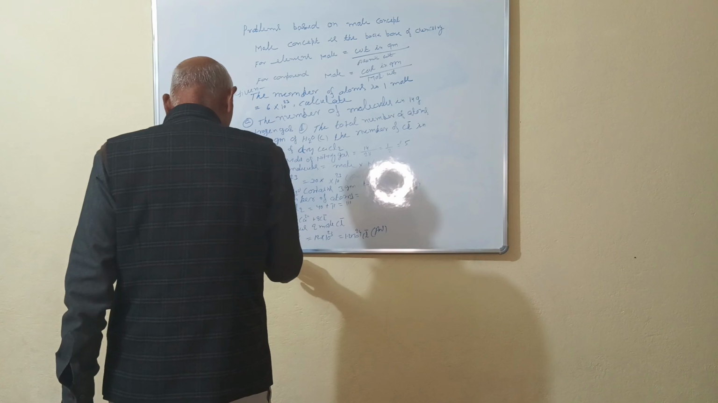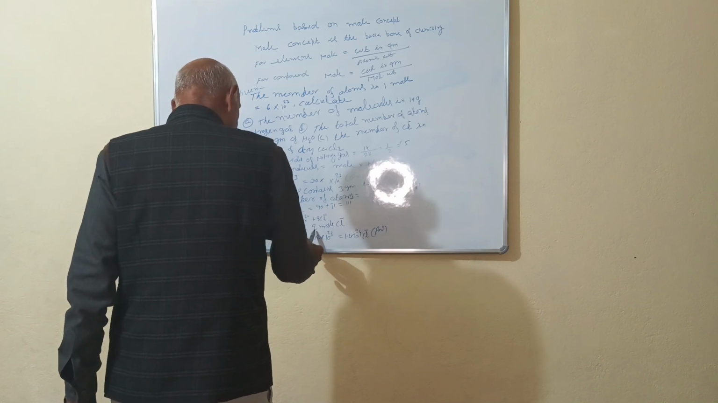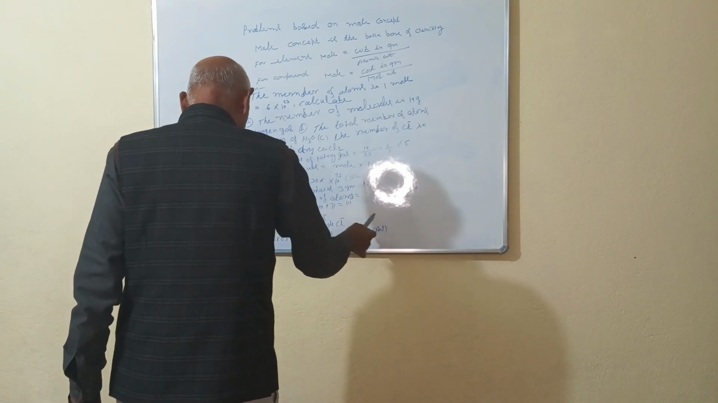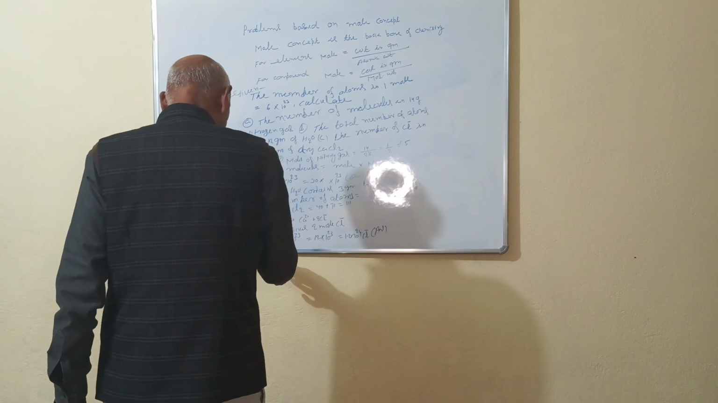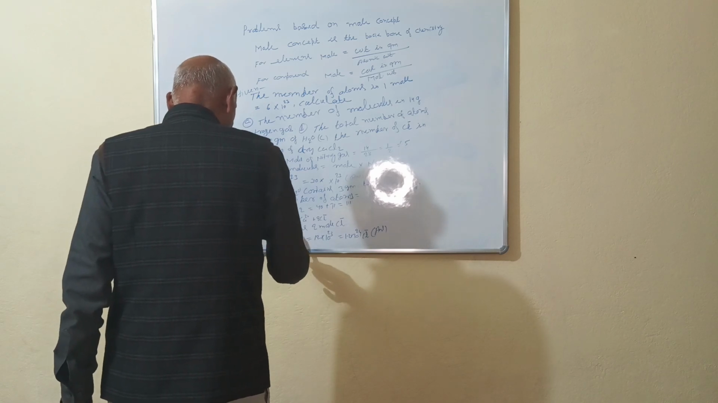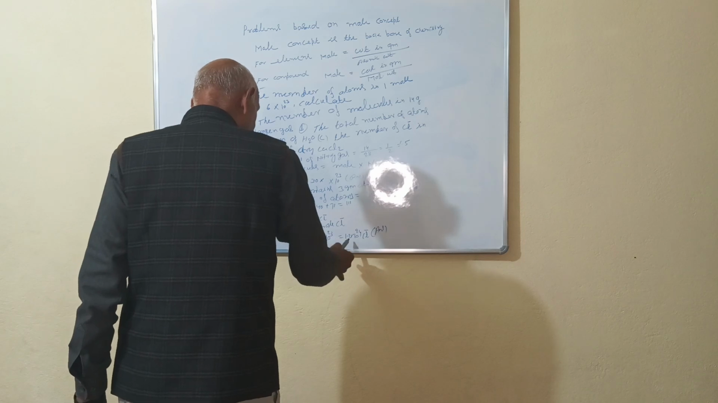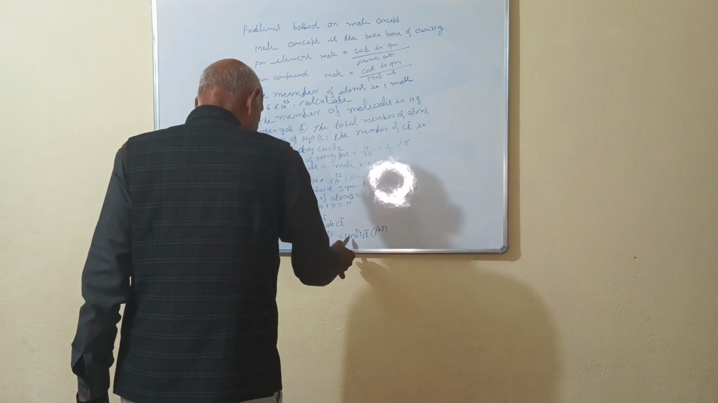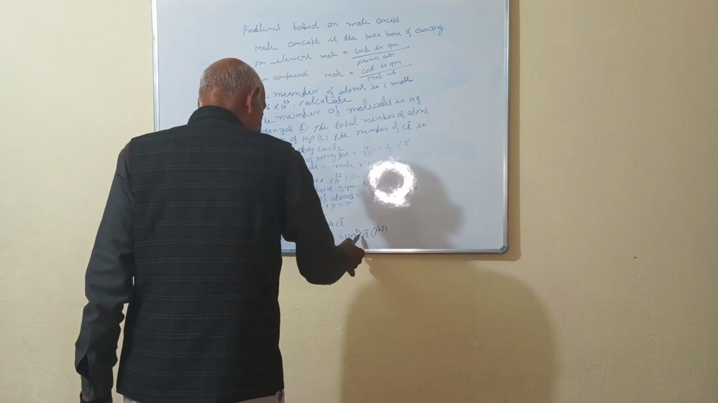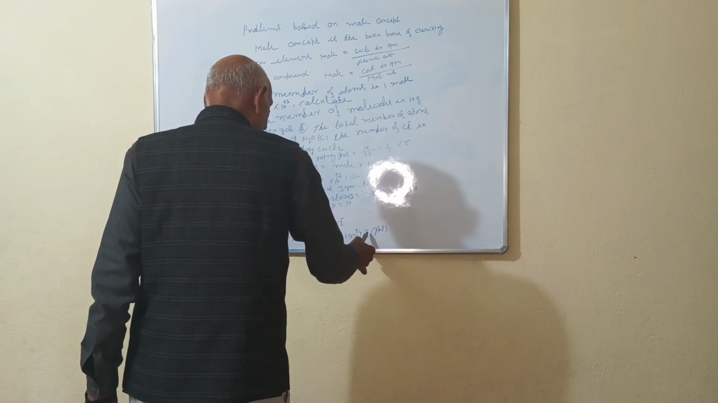1 mole of calcium chloride gives 2 moles of chloride ions, equal to 2 × 6 × 10^23, equal to 12 × 10^23, equal to 1.2 × 10^24 chloride ions.